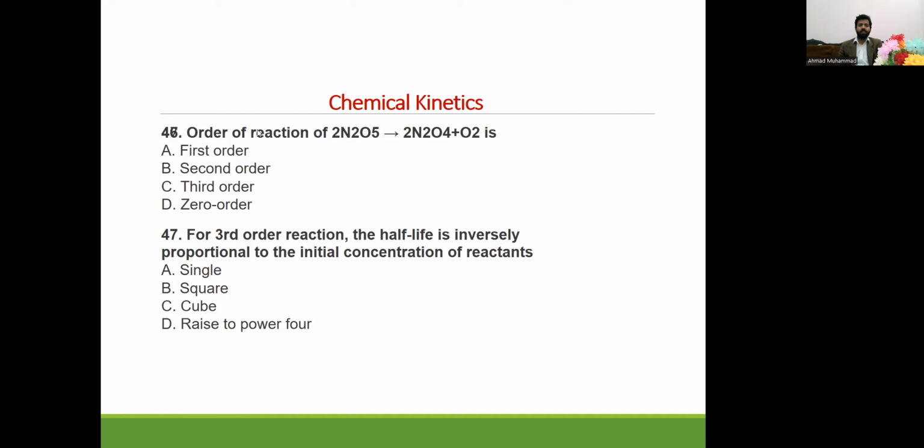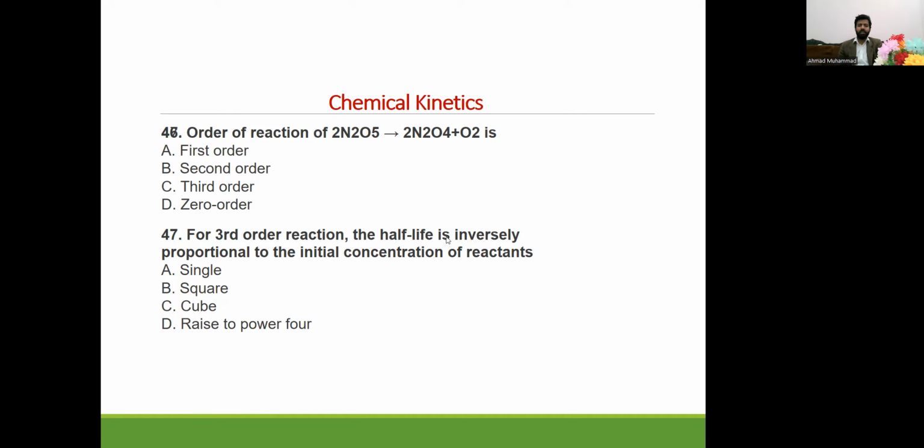Question 46: the order of reaction of N2O5 going to N2O4 plus oxygen is a first order reaction, second order reaction, third order reaction, and D option is a zero order reaction. You can find the correct option easily from the mechanism, and the correct option from these four is A. That reaction will be a first order reaction.